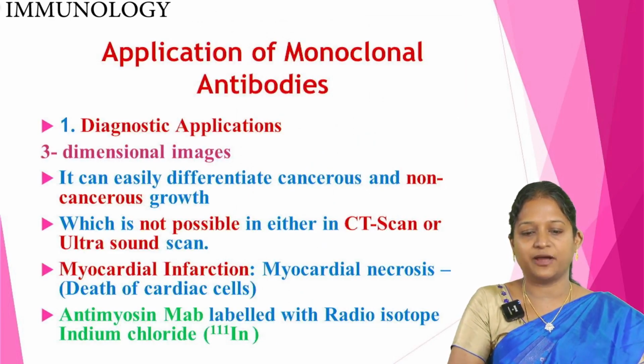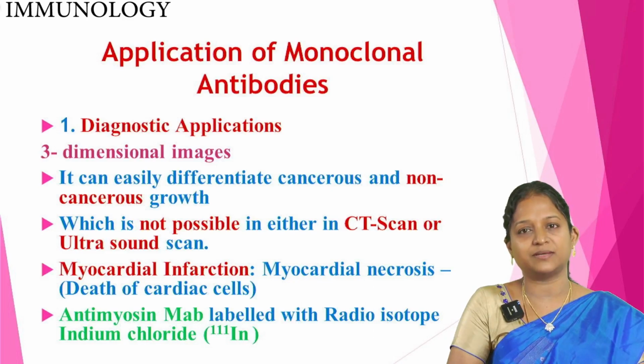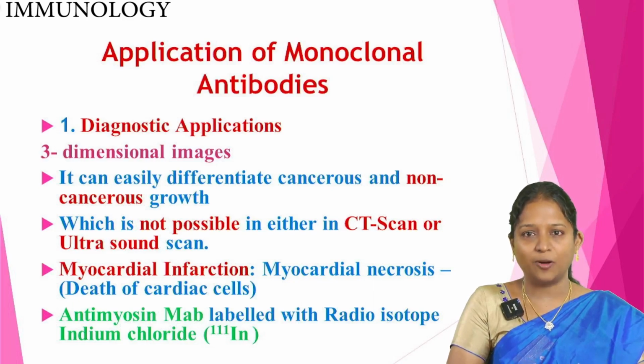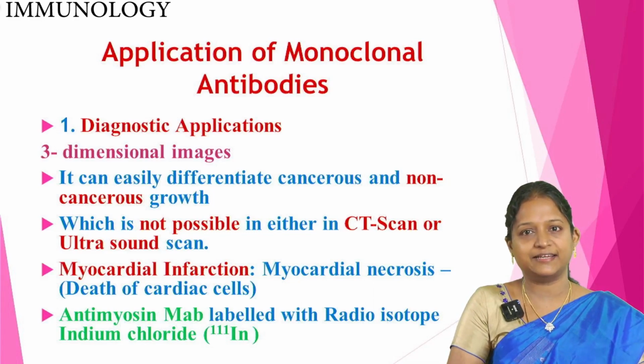And the next one is myocardial infarction, the death of cardiac cells. The heart cells, when they die, release myosin, which is a protein. When an antibody is produced against the myosin and binds to it, forming a complex that is already tagged with enzymes, that causes a color change by which you can easily diagnose.